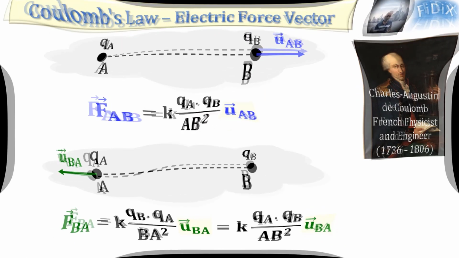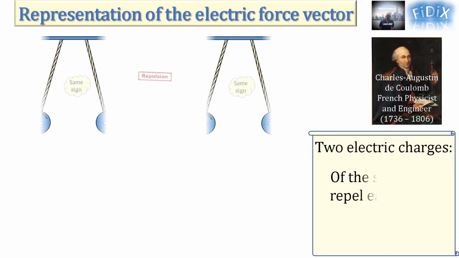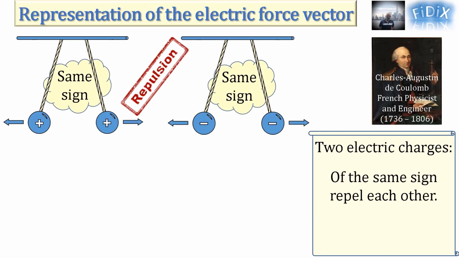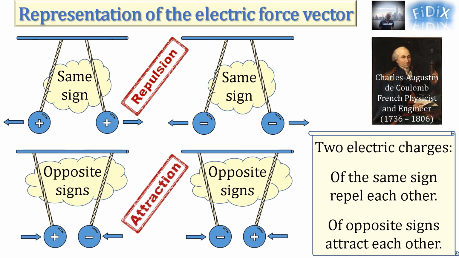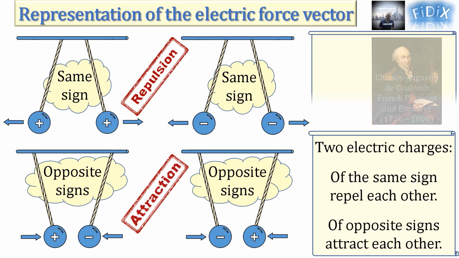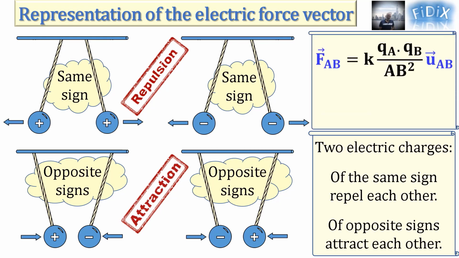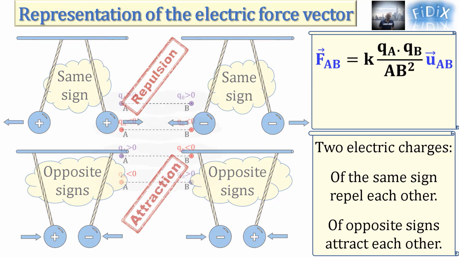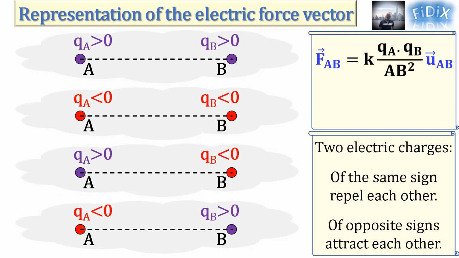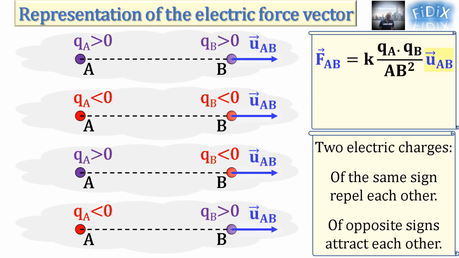We already know that if two electric charges are of the same sign, they repel each other, and if they are of opposite signs, they attract each other. And in this part of the video, we're going to verify this using the already explained formula and represent the corresponding electric force vector. For this purpose, we consider the four possibilities displayed on the screen. Let's start by drawing the unit vector UAB, which is independent of the sign of the charges QA and QB.